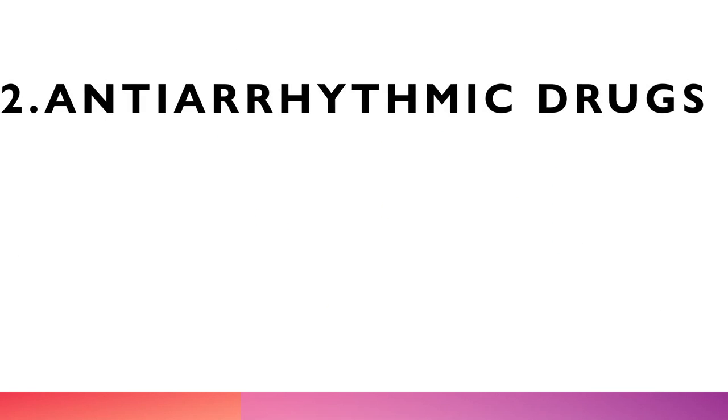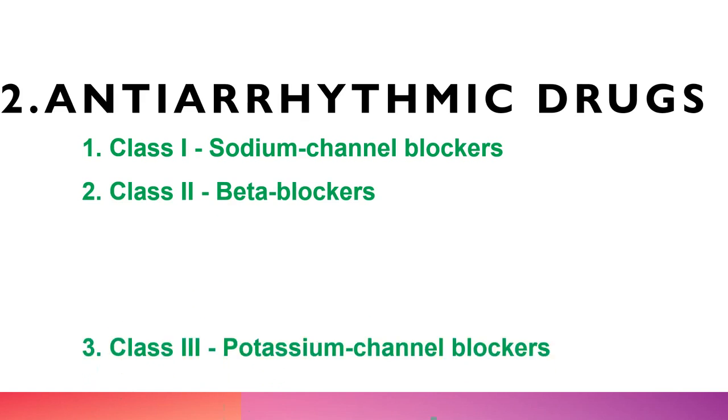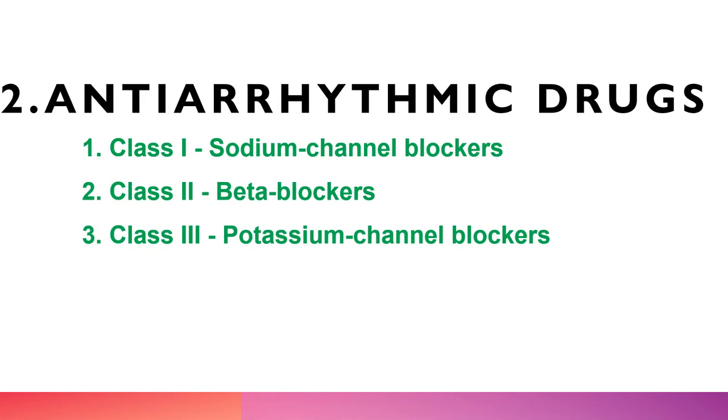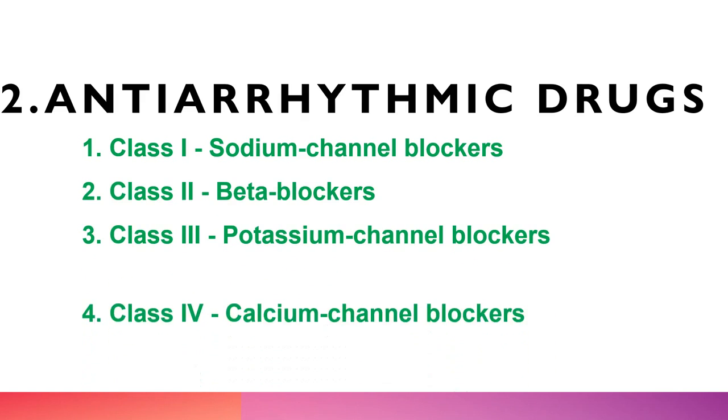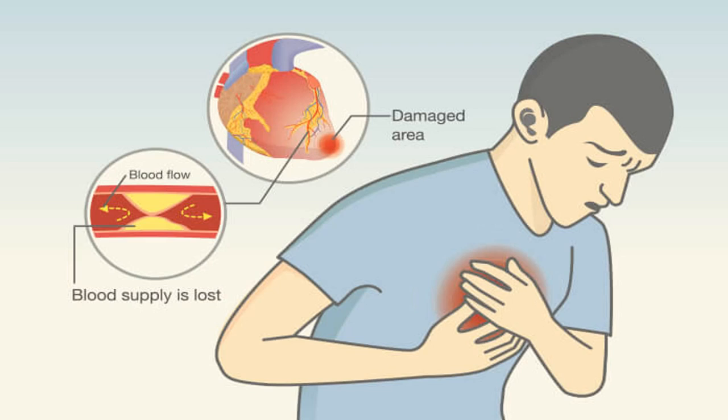Second one, that is anti-arrhythmic drugs. First one, class 1, that is sodium channel blockers. Second, class 2, beta blockers. Third, class 3, potassium channel blockers. Fourth, class 4, calcium channel blockers. In this picturized image, we can identify that this individual is having chest pain.